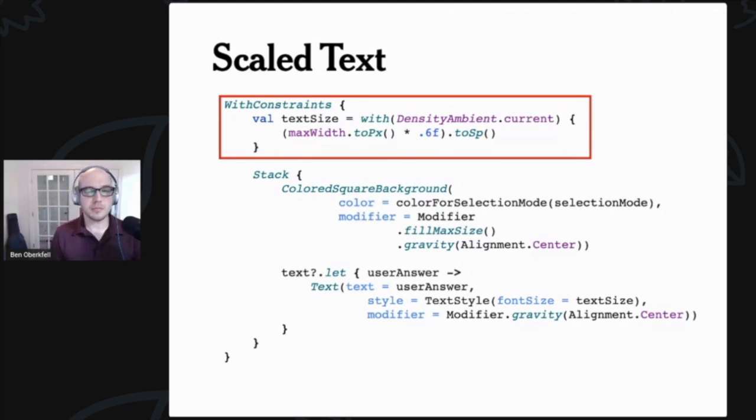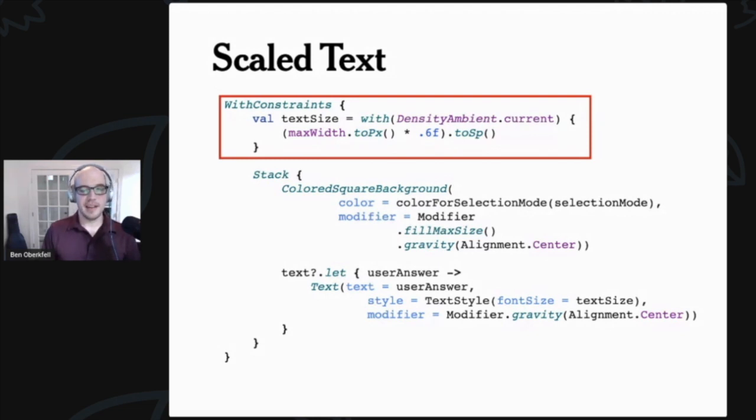Now, what is this with density ambient going on though? So we heard a little bit about ambients in the last talk, but there are also some ambients you get for things like device density and context that we can use to do, in this case, some dips to pixels to SP math. So we're going to get our maximum width and convert that to pixels. And then we're going to get 60% of that. And then we're going to convert that to SPs for text size.